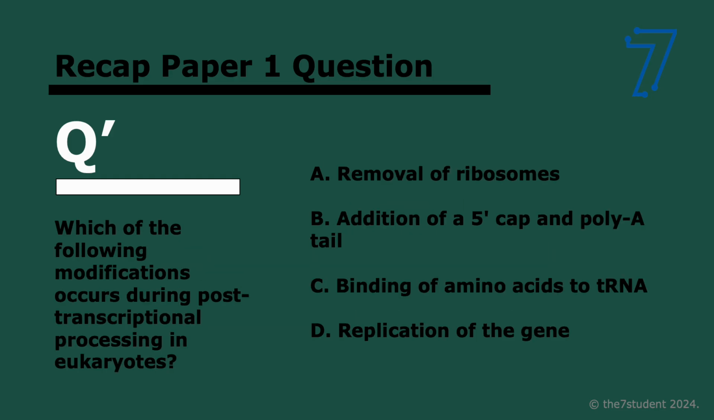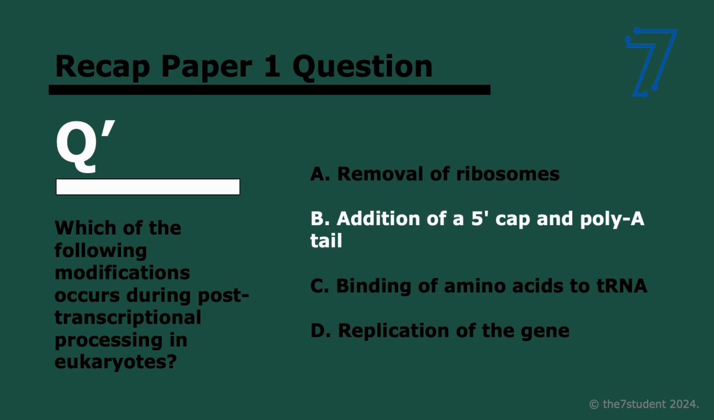So this is how the genetic code is actually coded for to make polypeptide in the end. Yeah? Then, which of the following modifications occurs during post-transcriptional processing in eukaryotes? Once again, 3, 2, and 1. Okay, so we have the 5' cap and the poly A tail for stability of the mRNA. Remember, right? Removal of ribosomes, that doesn't happen because that doesn't happen during transcription, right? There's no ribosome. Binding of amino acids to tRNA, the same, that's translation. And then replication of the gene, that's, again, DNA replication, nothing to do with this.